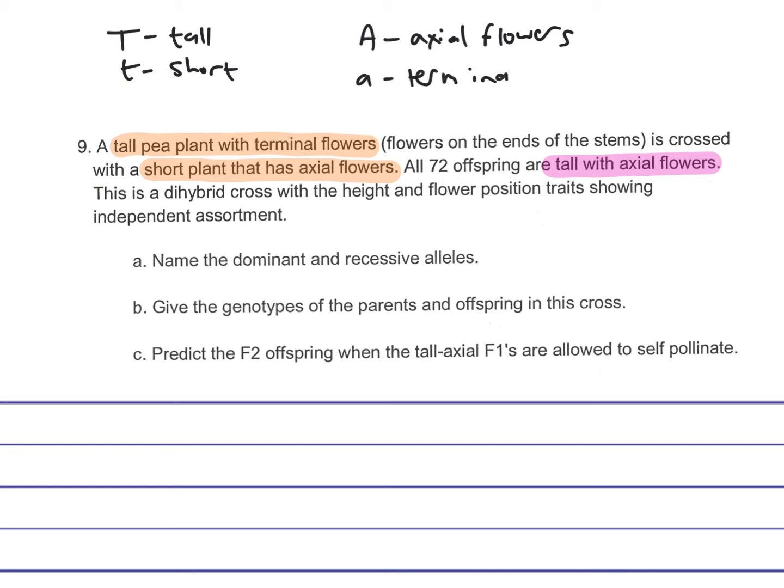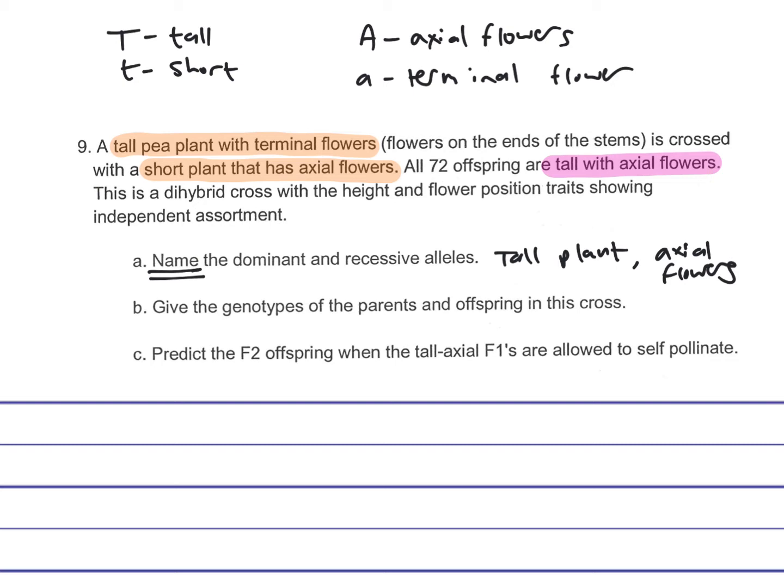Now, let's have a look at the question. Name the dominant and recessive alleles. Very important, name the dominant and recessive alleles. So I'm going to say tall plant, I've got to name it properly, axial flowers. I'm just using the information they've given to us in the question. Give the genotypes of the parents and the offspring in this question. So what I'm actually going to ask you to do, every time they ask you for genotypes in the next couple of questions, I want you to do a genetic cross.